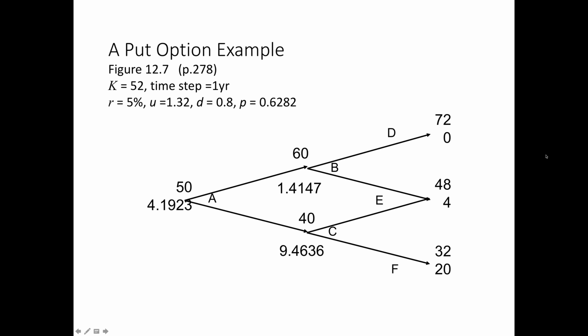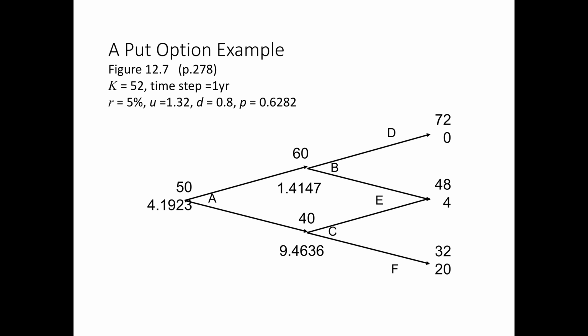You first go forward, then go backwards, to find the option price. Now, in a European option, you are not allowed to exercise earlier. But if it's an American option, you can exercise earlier.